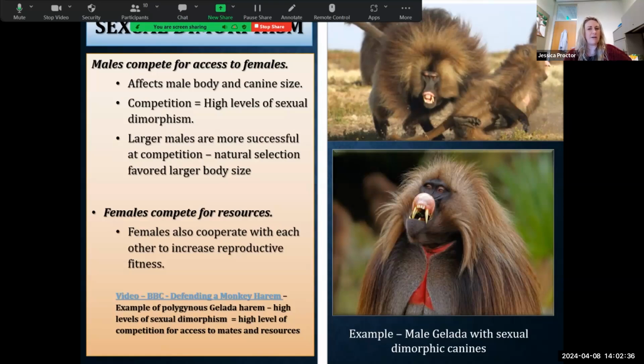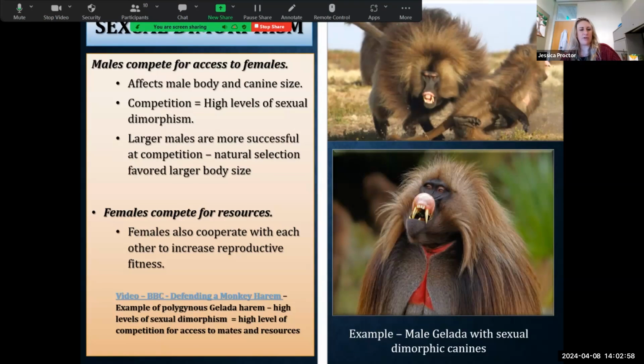And if so, are they significantly larger than the females? How do the bachelors come into play? So there's going to be a group of primates called the bachelors. And then also, how do the females come into play in this particular example? Okay, so this is going to be a polygynous mating strategy, and you're going to see the main harem group along with a group called the bachelors.